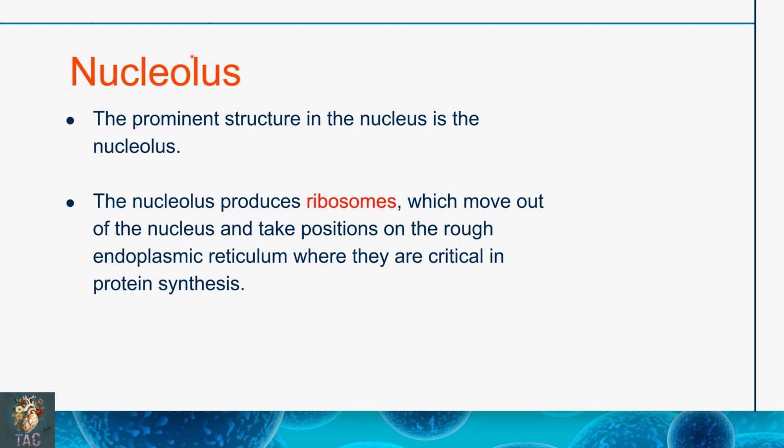And the nucleolus is the prominent structure in the nucleus. The nucleolus produces ribosomes which move out of the cell's nucleus and take position on the rough endoplasmic reticulum, where they are critical in protein synthesis.